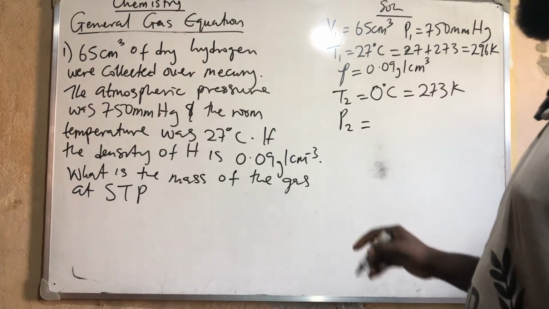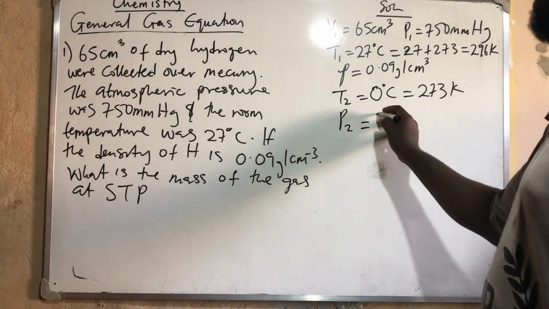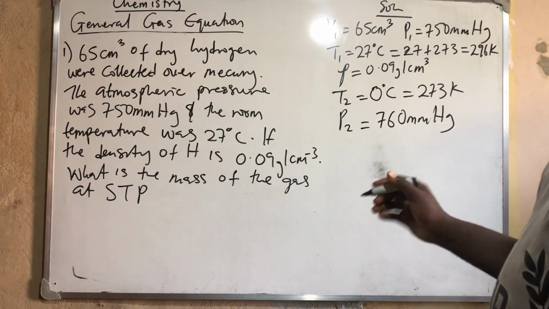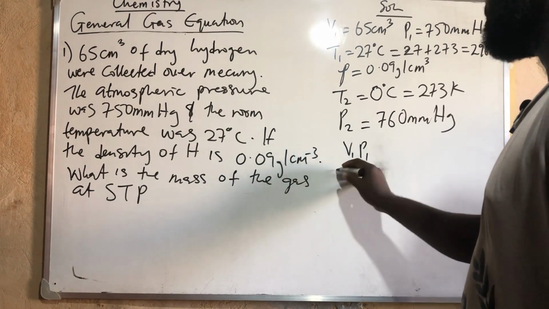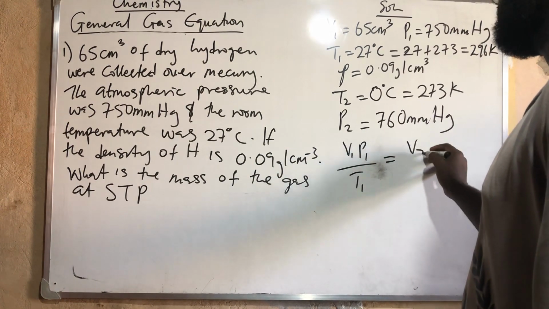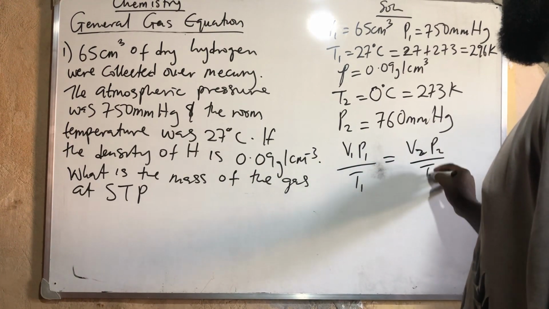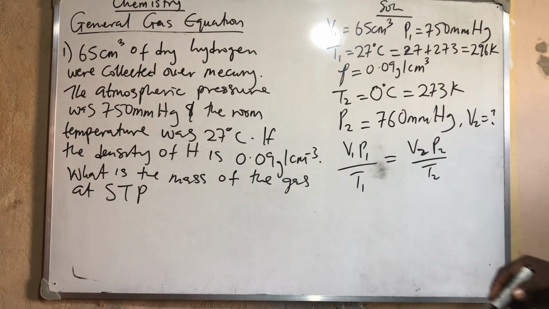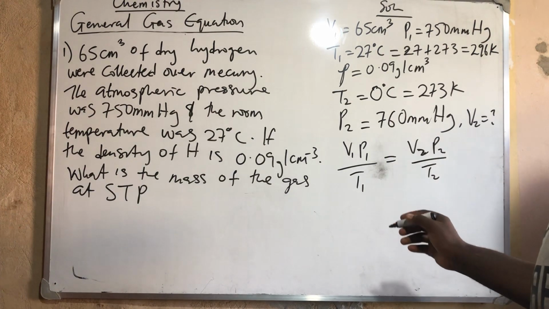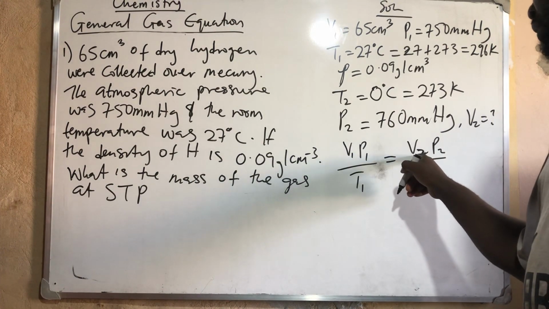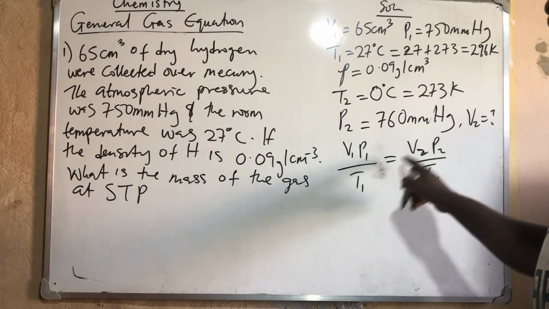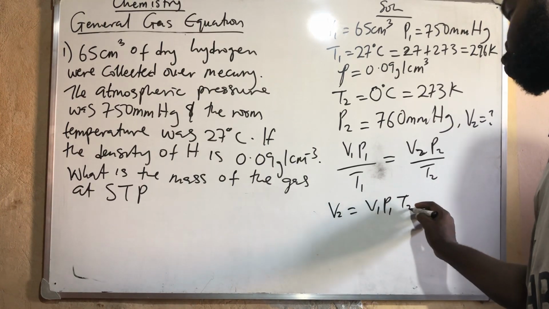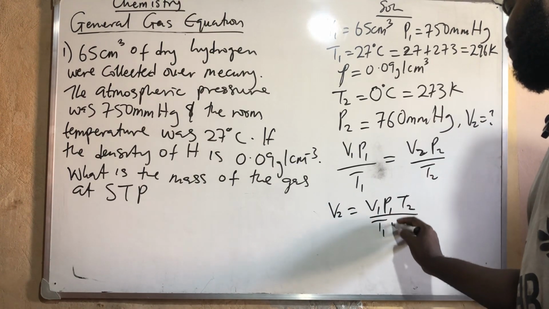My standard pressure P2, since this one is in millimeter mercury, I'm going to use millimeter mercury, which is 760 millimeter mercury. All right, so I know my formula that says V1 P1 over T1 is equal to V2 P2 over T2. I'm looking for my V2, my second volume. If I make volume the subject of the formula, this one will go up while this one will come down. So my V2 will now be V1 P1 T2 all over T1 P2.